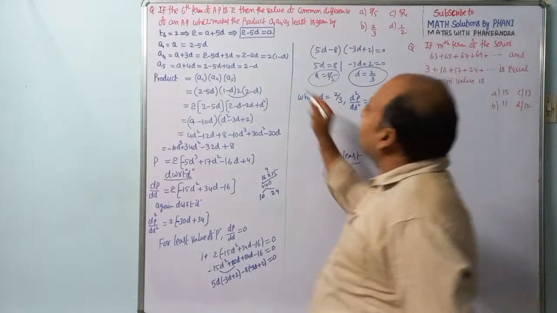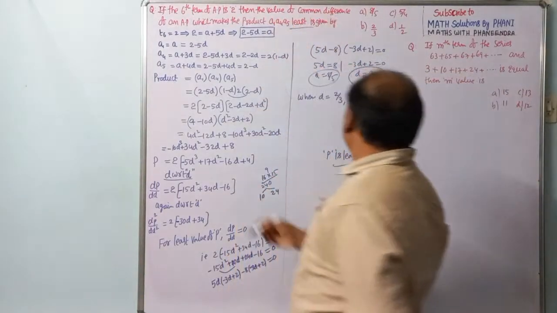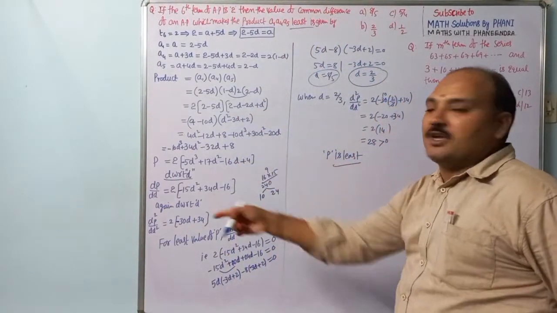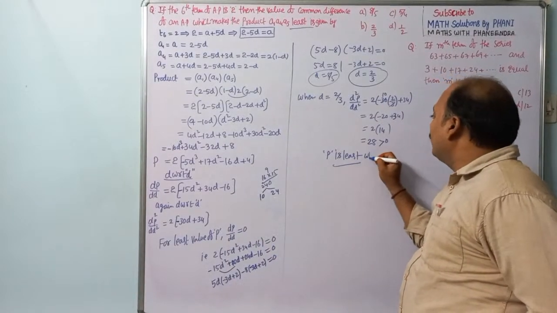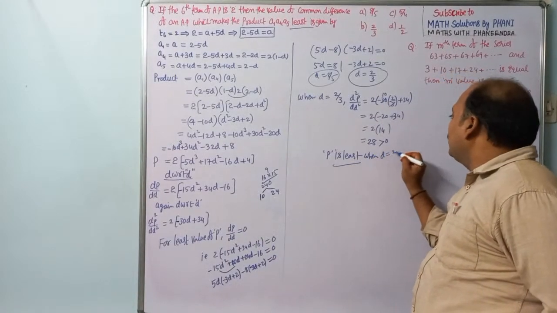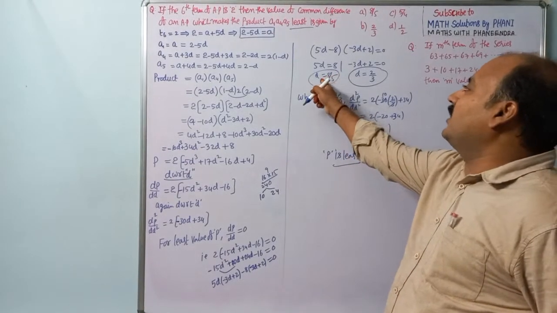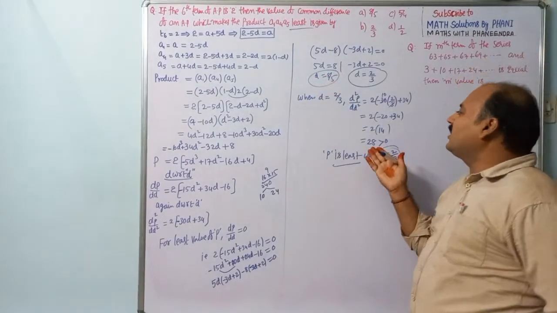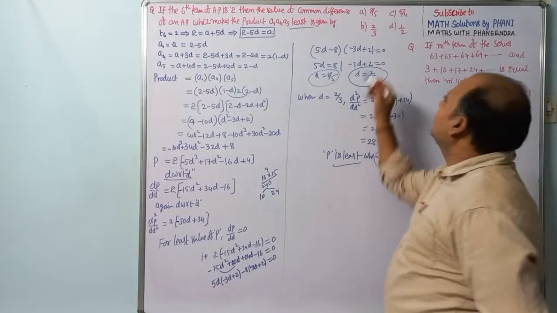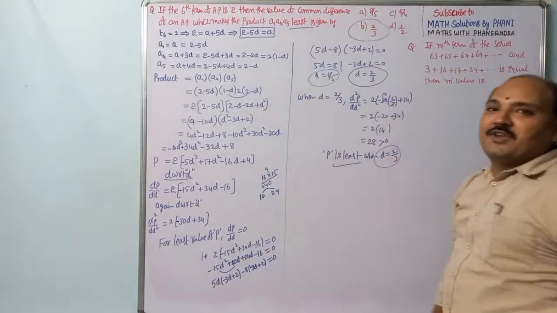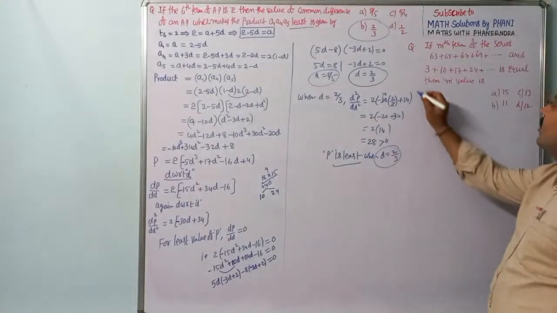That's what they are asking here. Product is least. P means what? Product I have taken. So P is least when d is equal to 2 by 3. So at d equal to 8 by 5, obviously it comes less than 0, it is called maximum. So our required answer is 2 by 3, dear students.